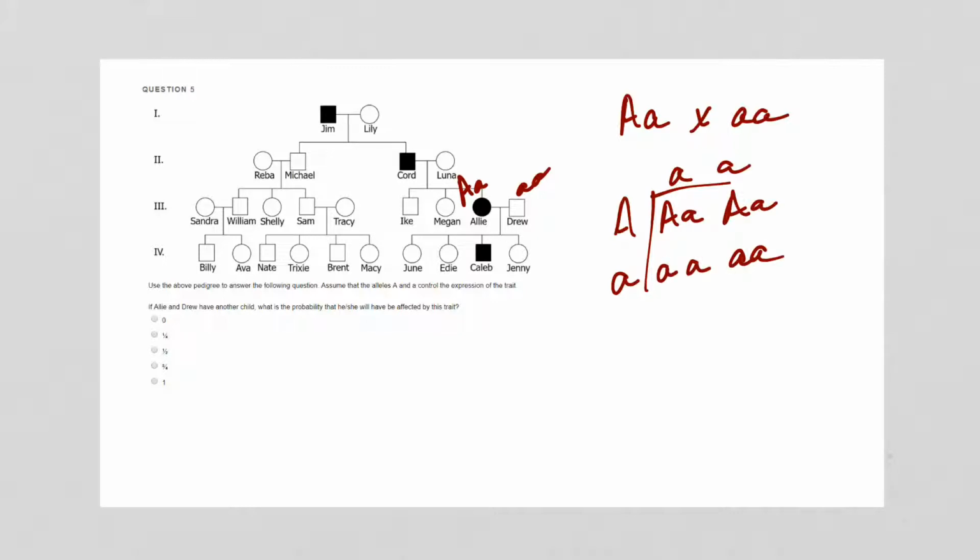Notice that affected is dominant, so that would be these two individuals here. That's 2 out of 4, which reduces down to 1/2. So 1/2 is the probability their next child will be affected by this trait.